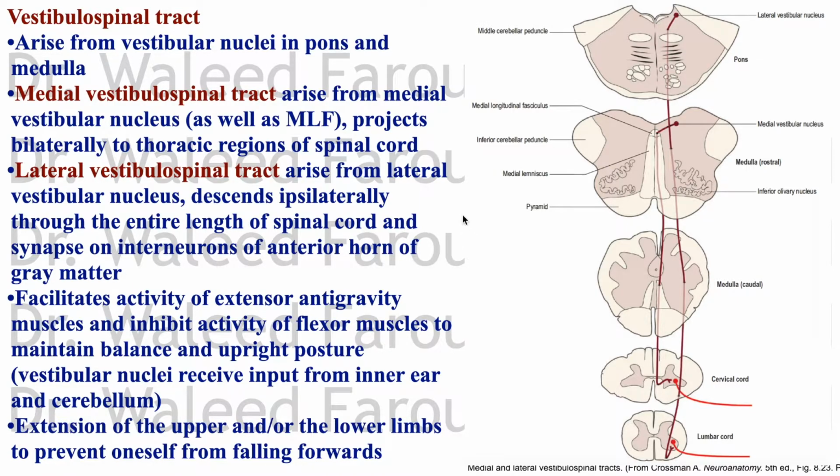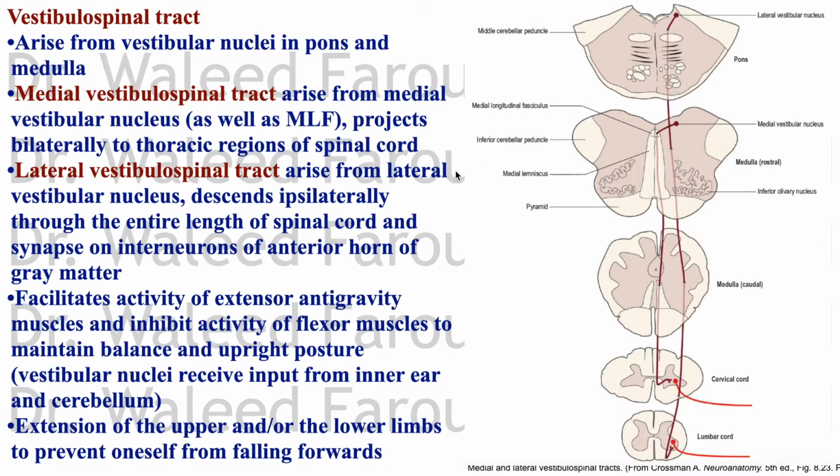It projects bilaterally to thoracic regions of the spinal cord, while the lateral vestibulospinal tract arises from the lateral vestibular nucleus and descends ipsilaterally through the entire length of the spinal cord and synapses on the interneurons of the anterior horn of gray matter. This is the lateral vestibulospinal tract, and this is the medial vestibulospinal tract.